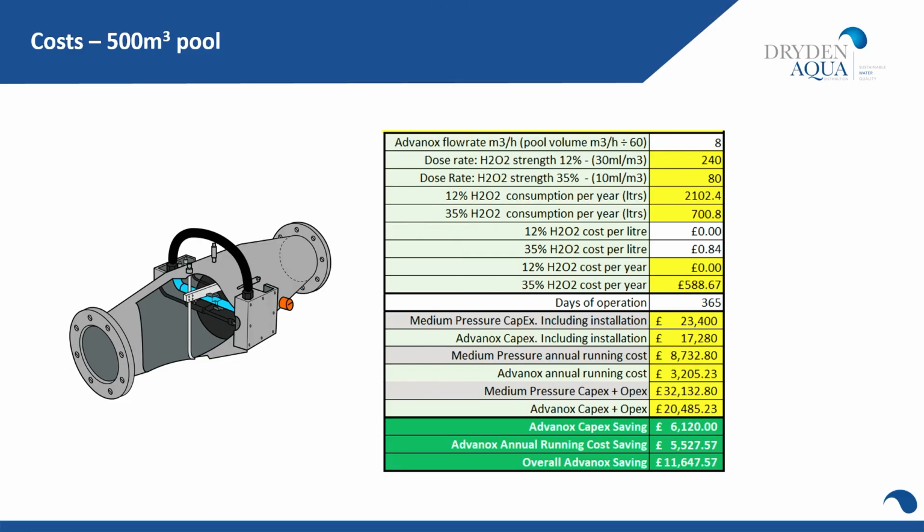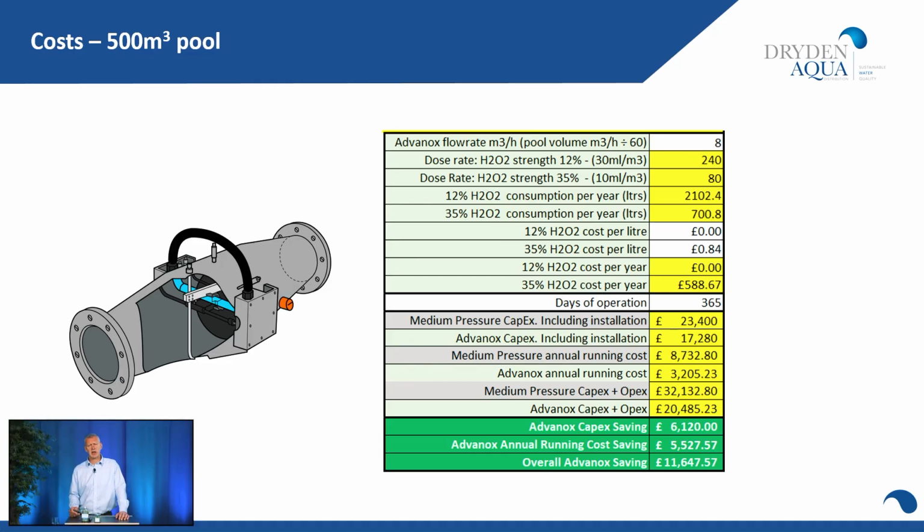Now, as I mentioned earlier, with Advanox, we do need to introduce hydrogen peroxide into the system, so we need to take the costs of that into account. The flow rate through an Advanox system for this size of pool is about 8 cubic meters an hour. So this is on a bypass. And incidentally, Advanox is also very effective at deactivating Cryptosporidia. Should anything pass through the DAISY filtration, which is very unlikely, and it enters the Advanox system, it would be deactivated.